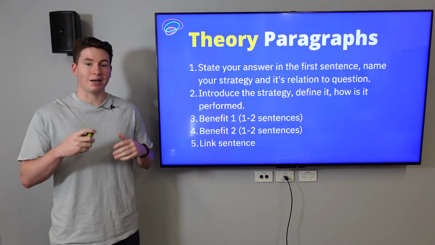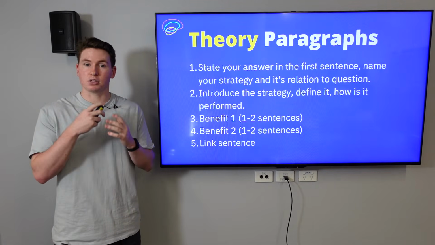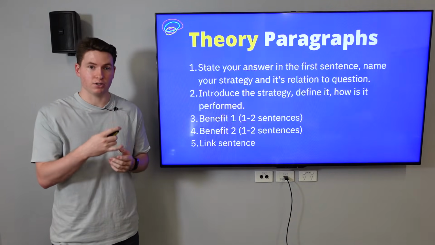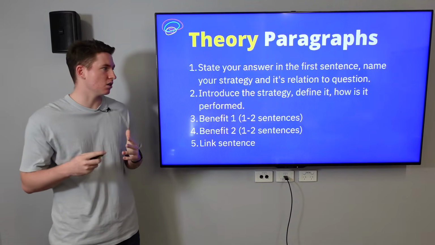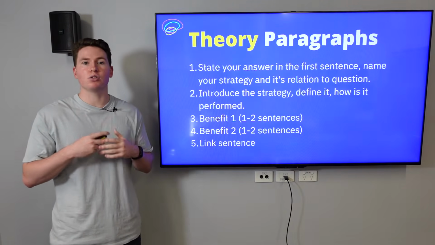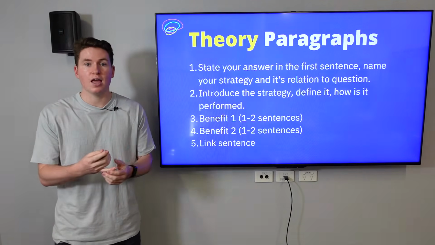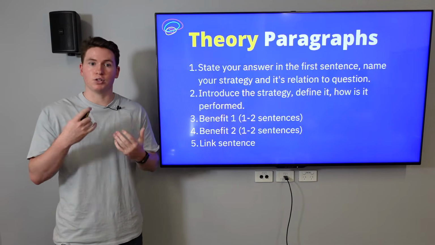You're going to begin by stating your answer to the question. State the strategy that you're talking about and how its benefits are related to the question. You might then take 1 or 2 sentences to elaborate. You're going to introduce the strategy. Define what it is, how it is implemented, and then the benefits that it produces.